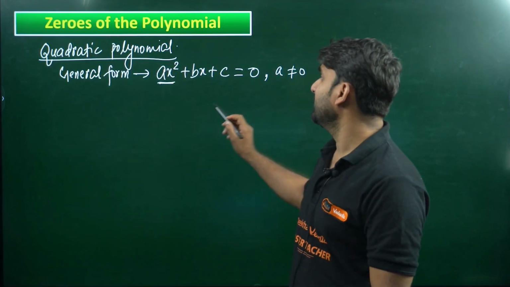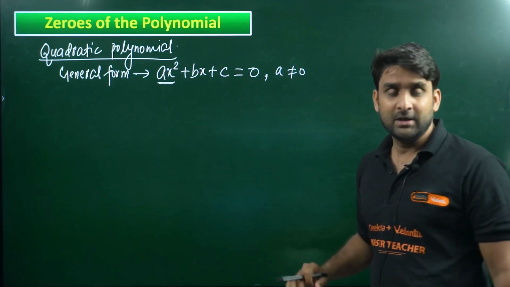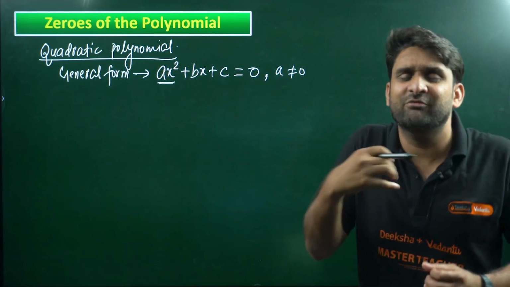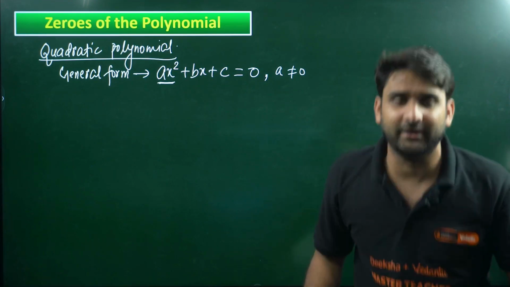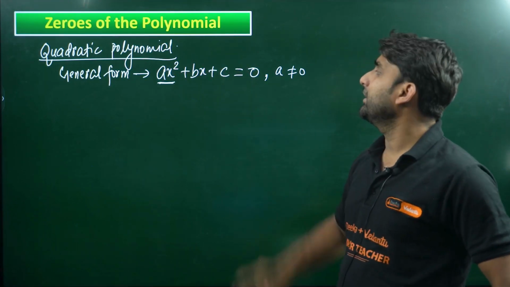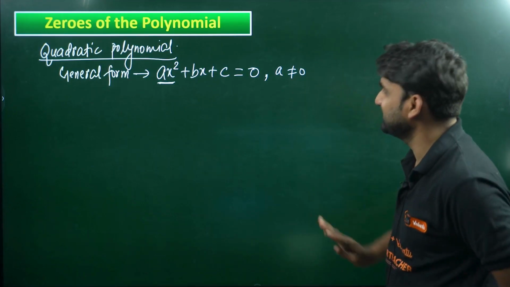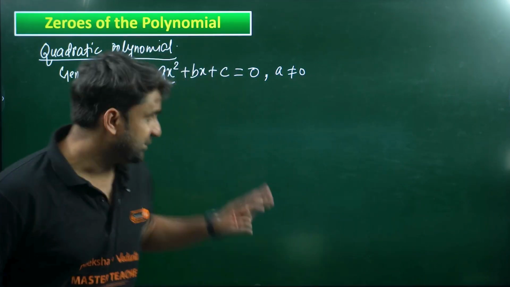To keep this equation a quadratic polynomial, a should be there, some value, whether negative or positive doesn't matter, but there should be some value of a. If a becomes 0, this whole quadratic equation will not be a quadratic equation at all. Right, so make sure please, this is a very important thing. Okay, now the general format, this is clear.